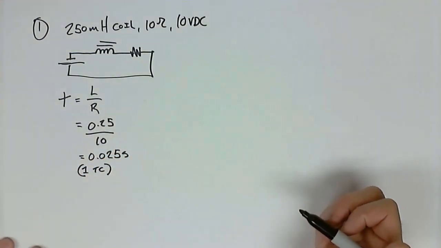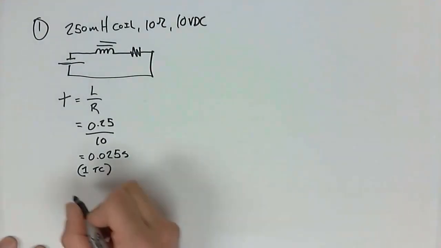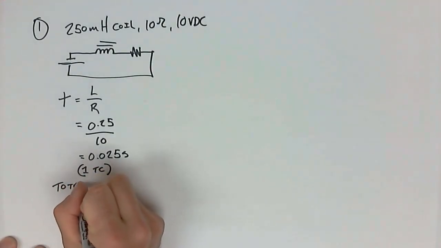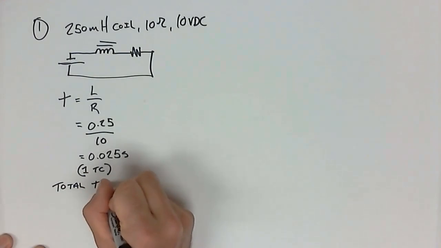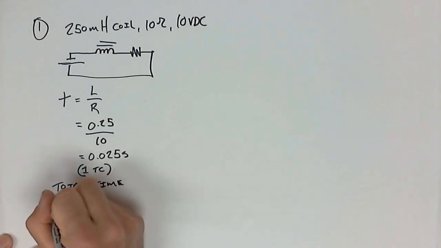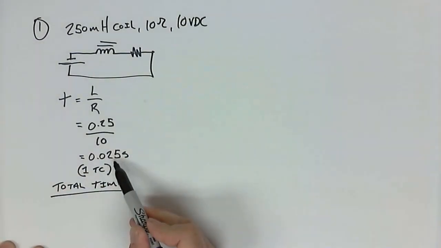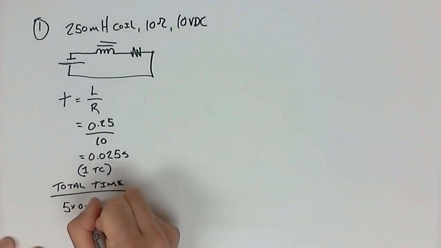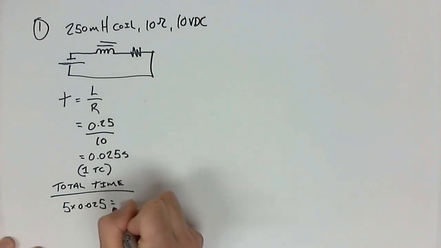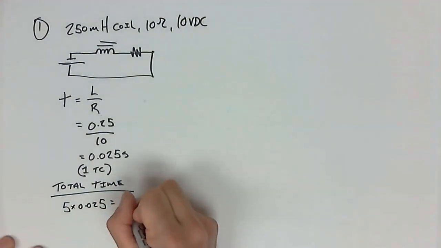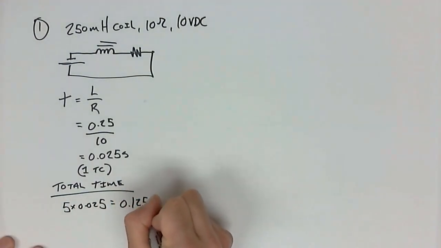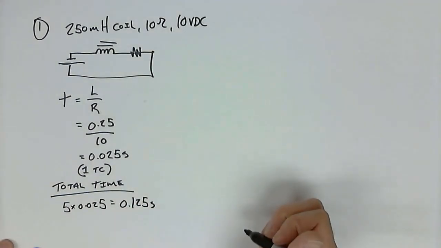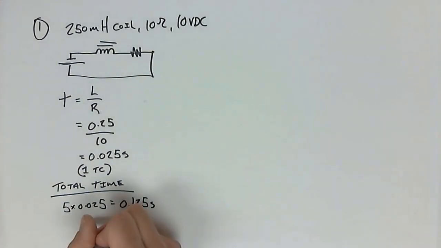What if we wanted to know the total time? Total time to reach steady state. Well, we would take this value here and multiply it by 5. So 5 times 0.025 would give me a total time of 0.125 seconds. Total time to reach our steady state.